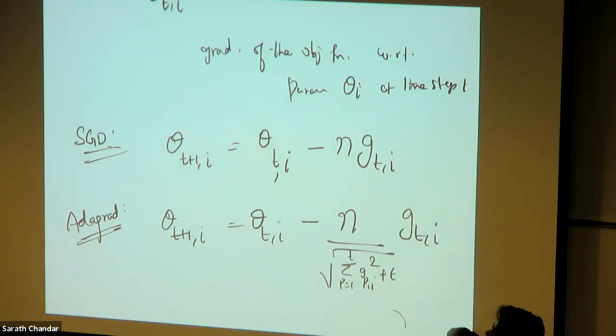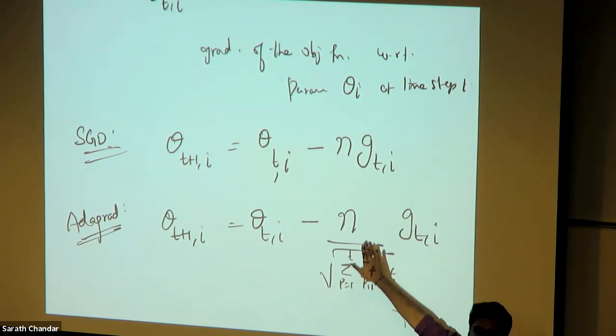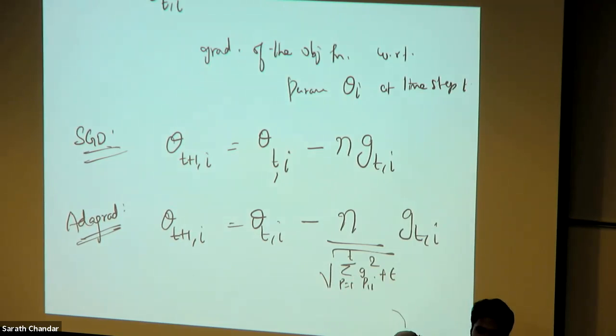Now intuitively, how would this scale the learning rate? So imagine I have a parameter i which gets lots of gradients.